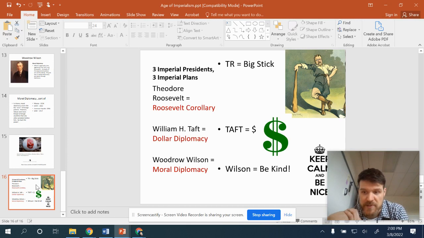Taft, dollar diplomacy. Let's invest in South America, Latin American countries. Let's build infrastructure. What we invest, we're going to reap the rewards from here. We're going to get more money from what we invest in, right? Woodrow Wilson's moral diplomacy. Hey, be kind, freedom, democracy, all that good stuff. Sure, on paper. But in reality, Wilson is actually sending more people abroad and getting more involved in foreign countries than the previous presidents.